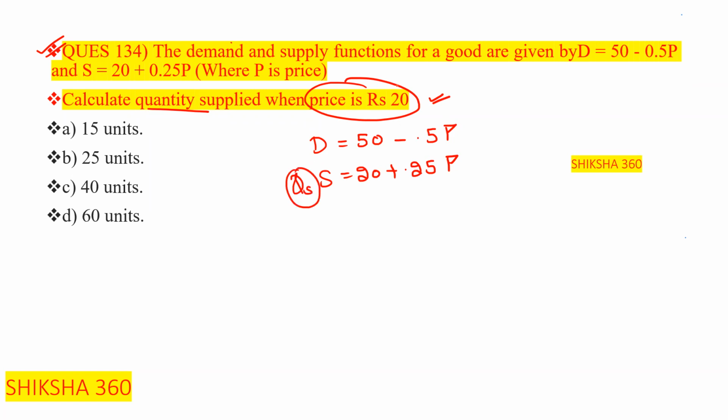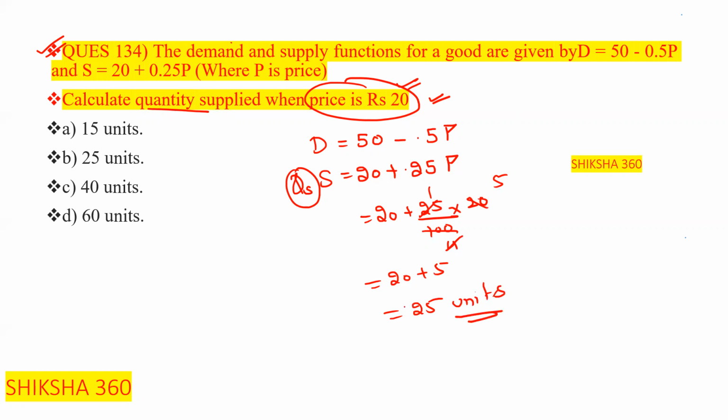We just have to put the value 20 plus 25 upon 100 into 20, that is 20 plus 5, simple 25 units. What is the quantity supplied if the price is 20? That is 25 units. So this one is our answer.